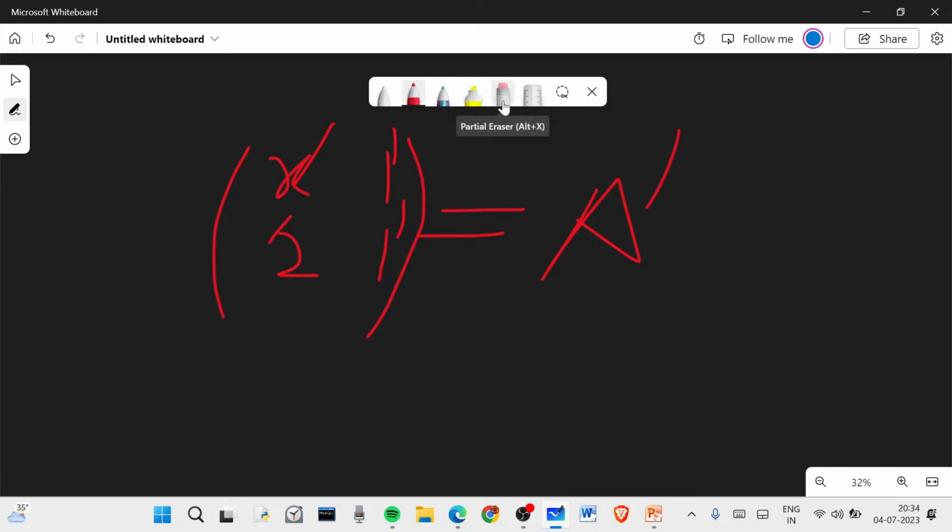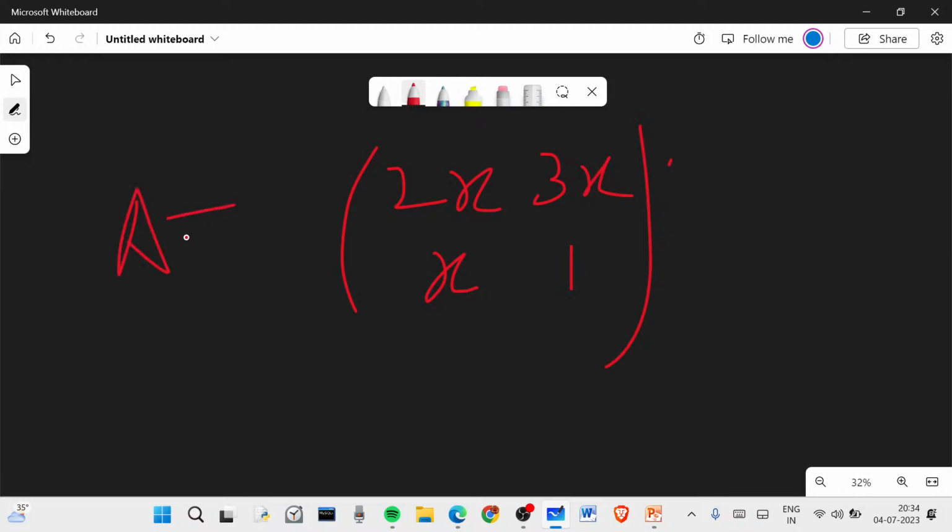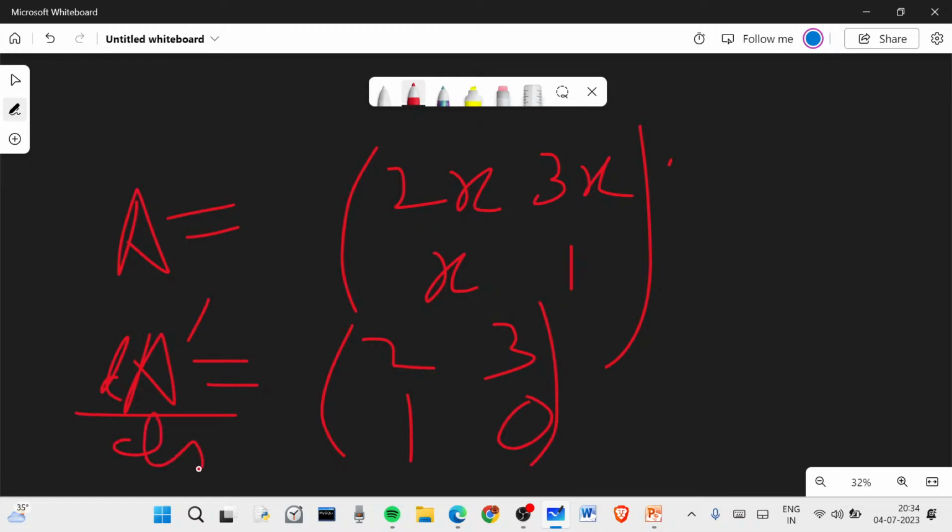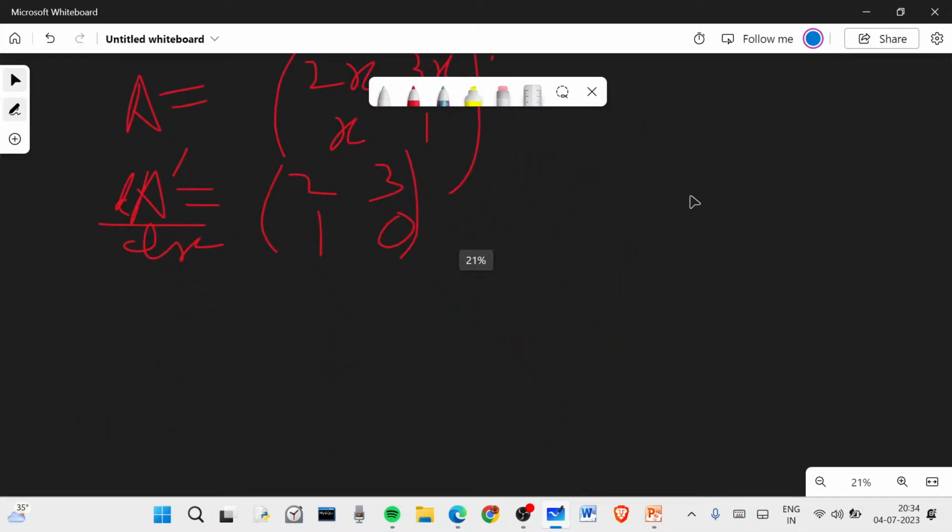Let's say I have my matrix 2x, 3x, x, and 1, and I define it as A, and I ask what is A dash. A dash is basically 2, 3, 1, 0, and it's of course in the form of dA by dx. And I think it's pretty convincing, you must be convinced by what I'm saying.